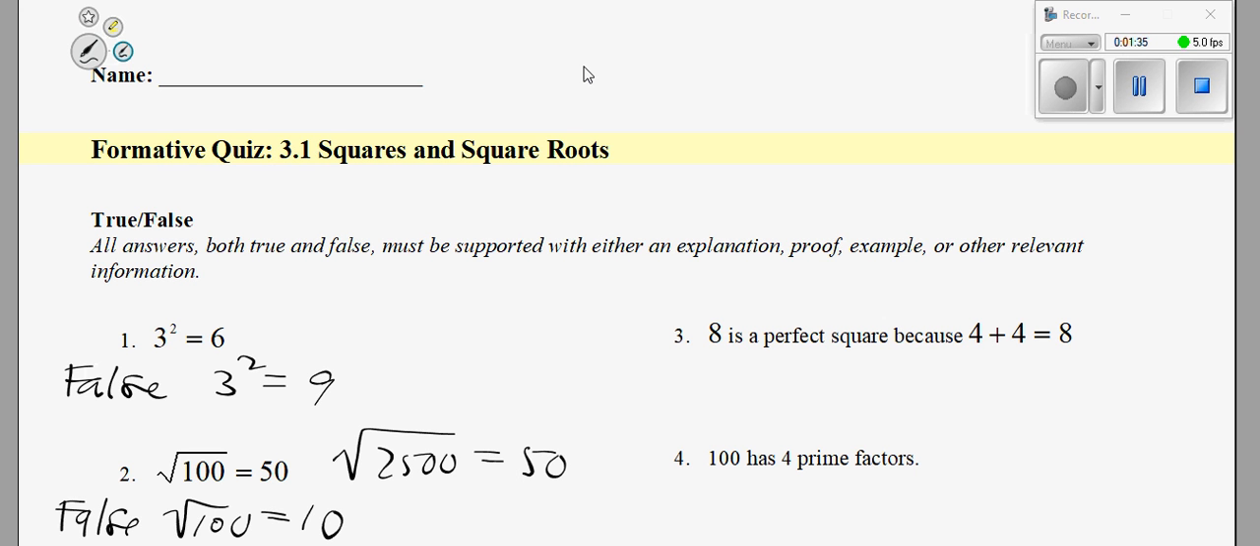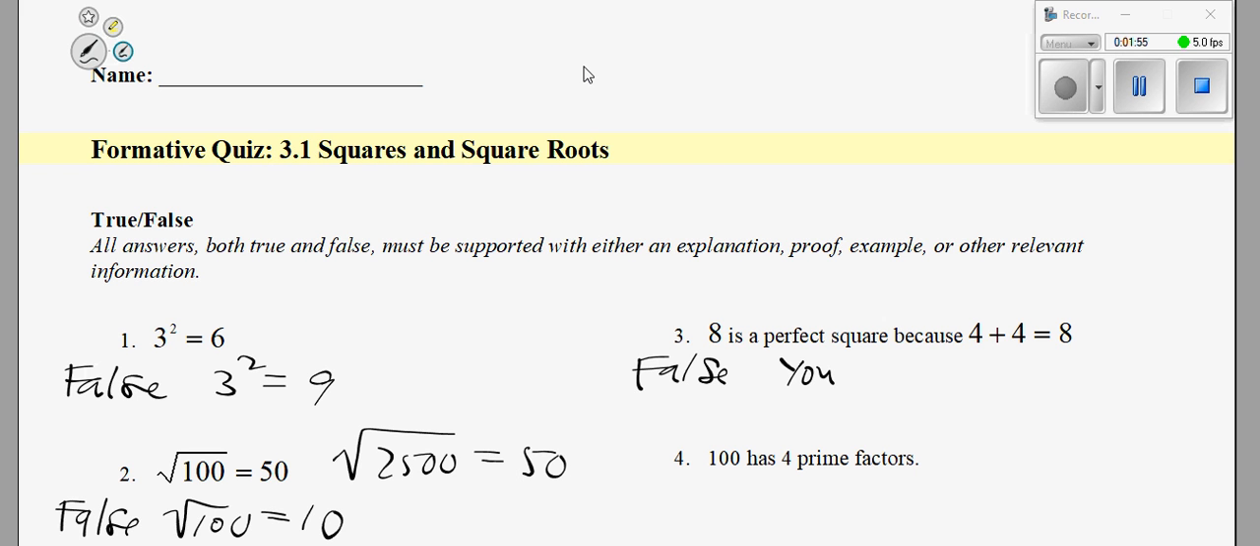Question 3 says 8 is a perfect square because 4 plus 4 is 8. The answer is false. A perfect square is not the sum of two numbers. It's the multiplication, the product of two numbers. So false. And I would say you can't add.